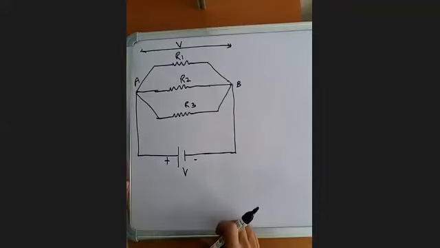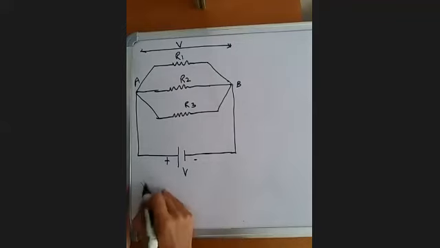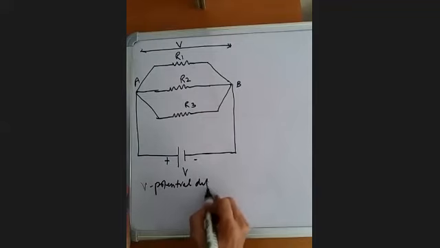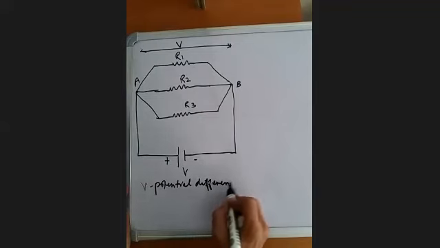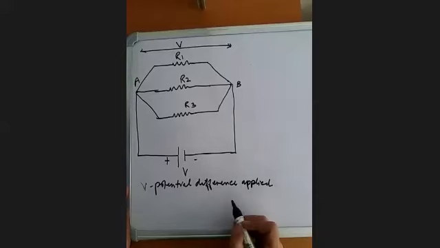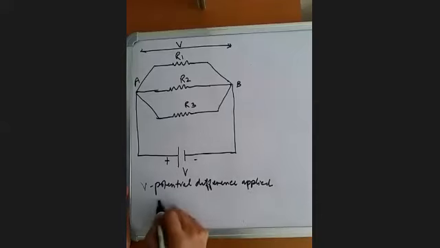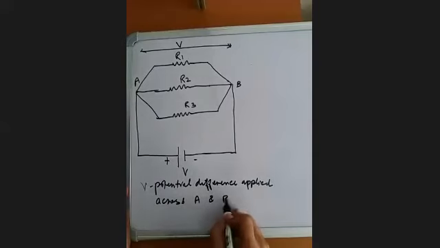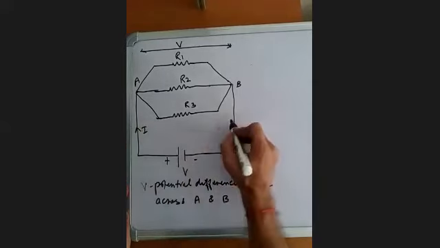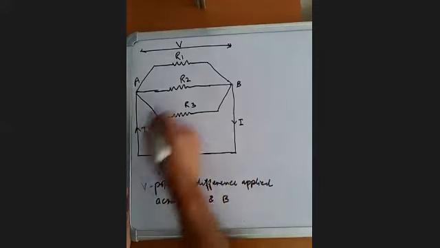Okay, so now let us say V is the potential difference applied across A and B. That is point A and point B. Now the current drawn from this cell is suppose I. So I is the current drawn from this cell.